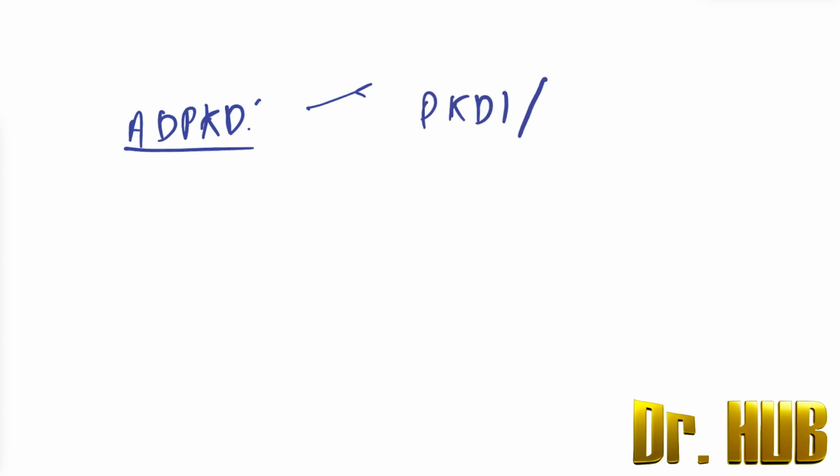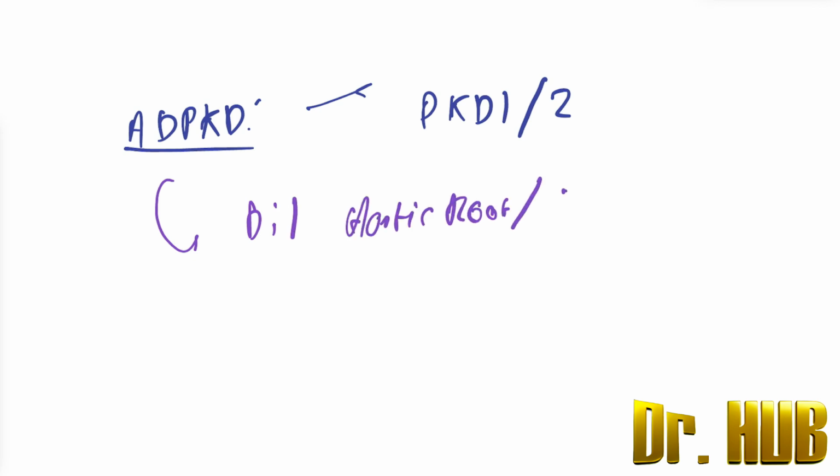Next we move on to ADPKD, which stands for autosomal dominant polycystic kidney disease. The genes mutated are PKD1 as well as PKD2. It involves dilation of the aortic root and dissection of the thoracic aorta.